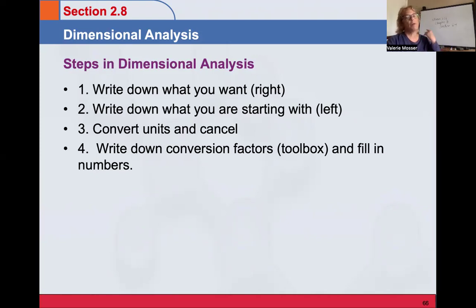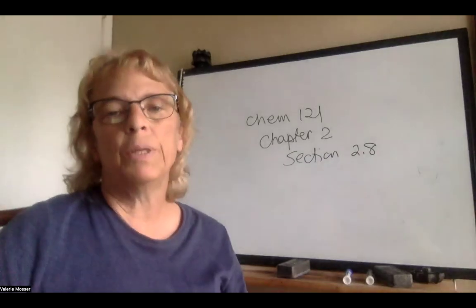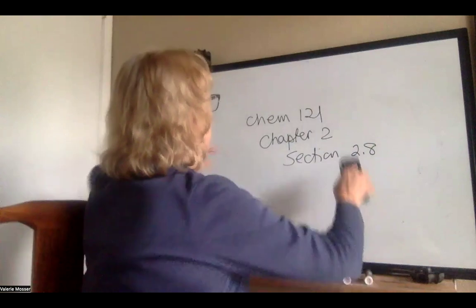You want to read through the problem. You want to identify what you want to find and write that down on the right-hand side of your page. You want to write down what you're starting with and write that down on the left-hand side of the page. You want to put a conversion factor in the middle and convert your units and cancel them. And then you want to write down your conversion factors in what I like to call the toolbox and fill in your numbers. So I'm going to show this on the whiteboard real quick, and then we're going to solve some problems.